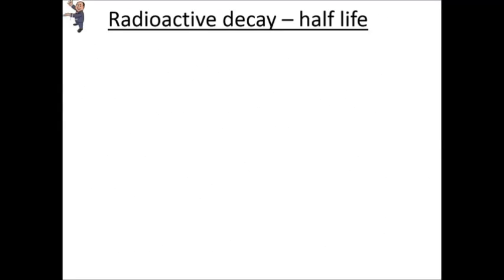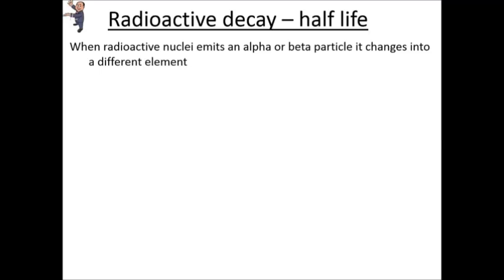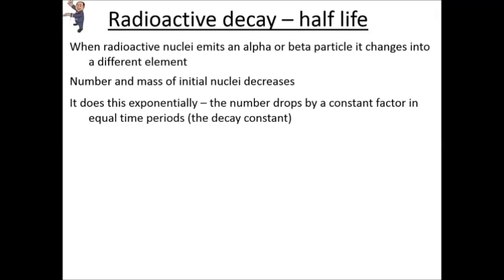Next up, we've got the idea of half-life. When a radioactive nucleus emits an alpha or beta particle, it changes into a different element. So therefore, the number and mass of the initial nuclei decreases. It does this exponentially. The number drops by a constant factor in equal time periods. How do I know that? Well, we've just said it. This is the decay constant. So in a particular time period, the decay constant tells us the probability or the rate that it's going to reduce by, effectively. So this is an exponential decay.